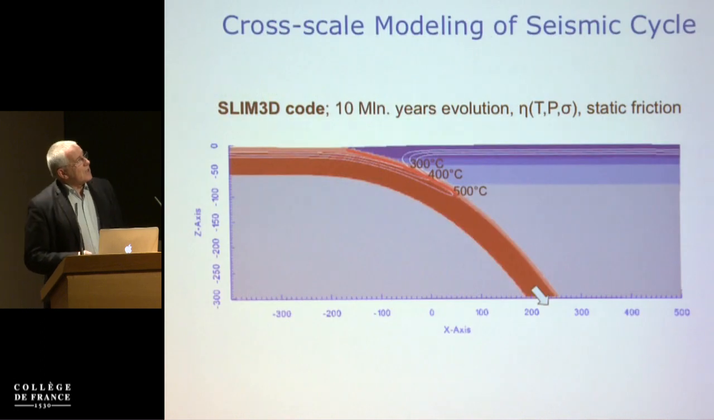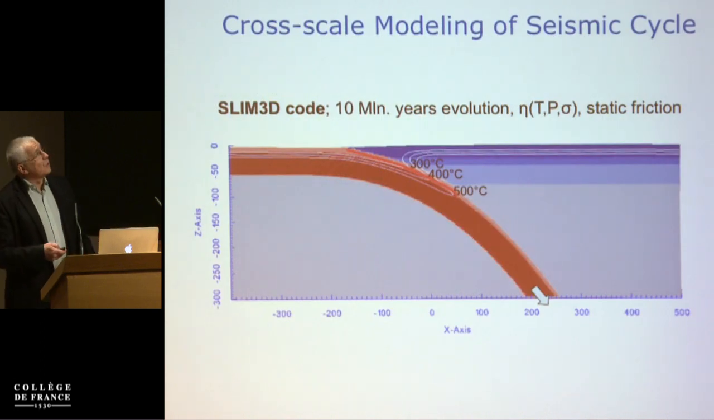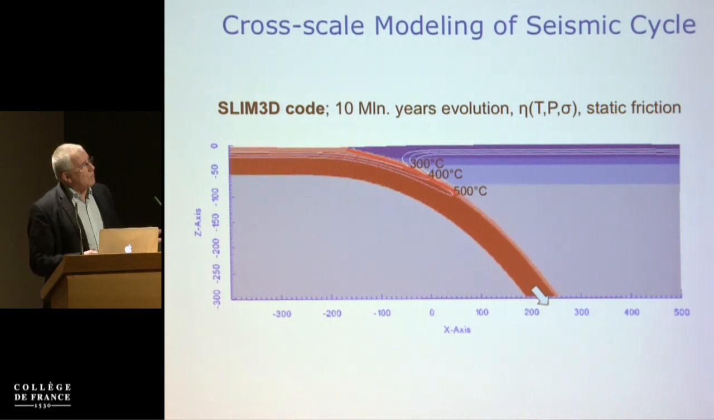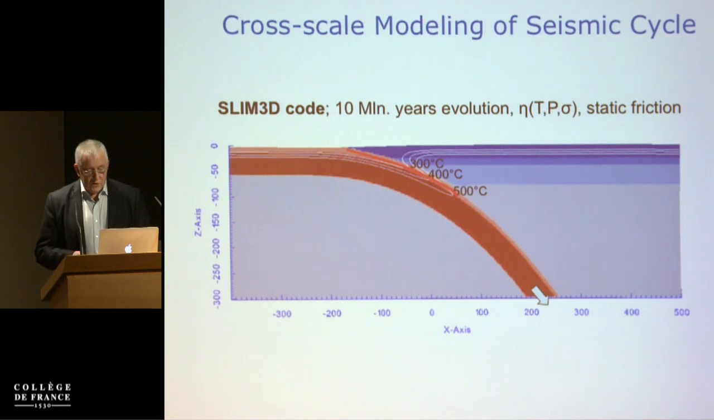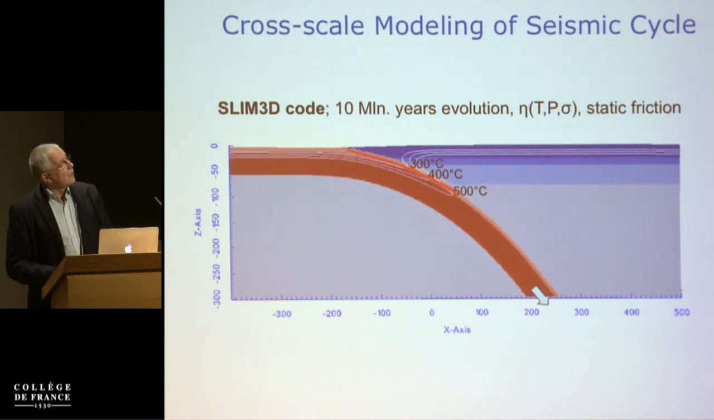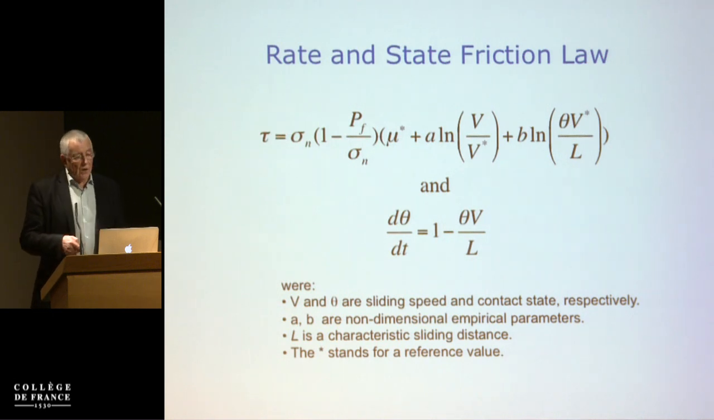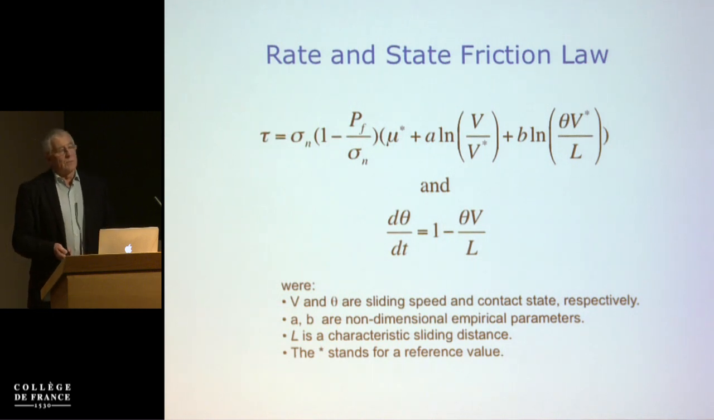Okay, now we are going to short term. So now we have to modify our model. We start with a large scale, long-term model of this kind, and then start to modify the rheology to go to a smaller time scale. And this is what we have to introduce now to get stick-slip behavior.